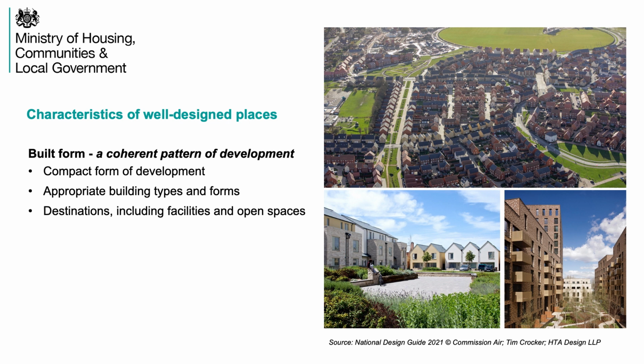For built form, the aim is to achieve a coherent pattern of development. That means a compact form of development, one that brings enough people together to support facilities and services and public transport. It also means appropriate building types and forms that are suited to the nature of the built form we're aiming to achieve. And it means creating destinations, places that bring people together that may include facilities and open spaces. So things like schools, community hubs, health, etc.